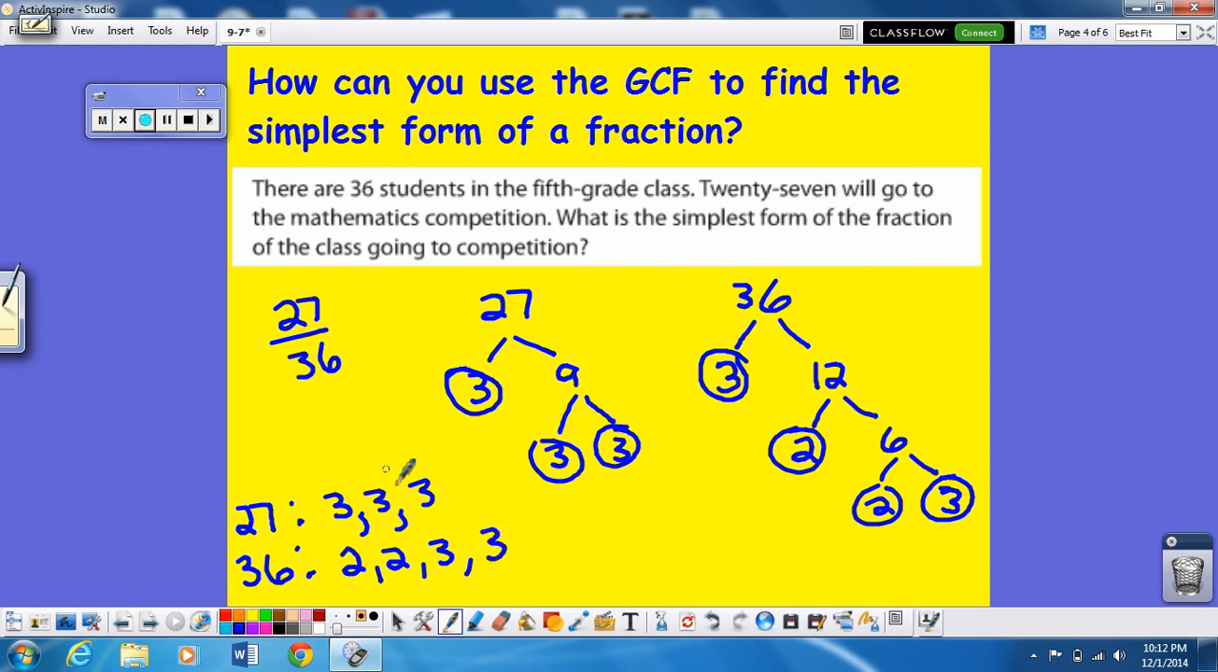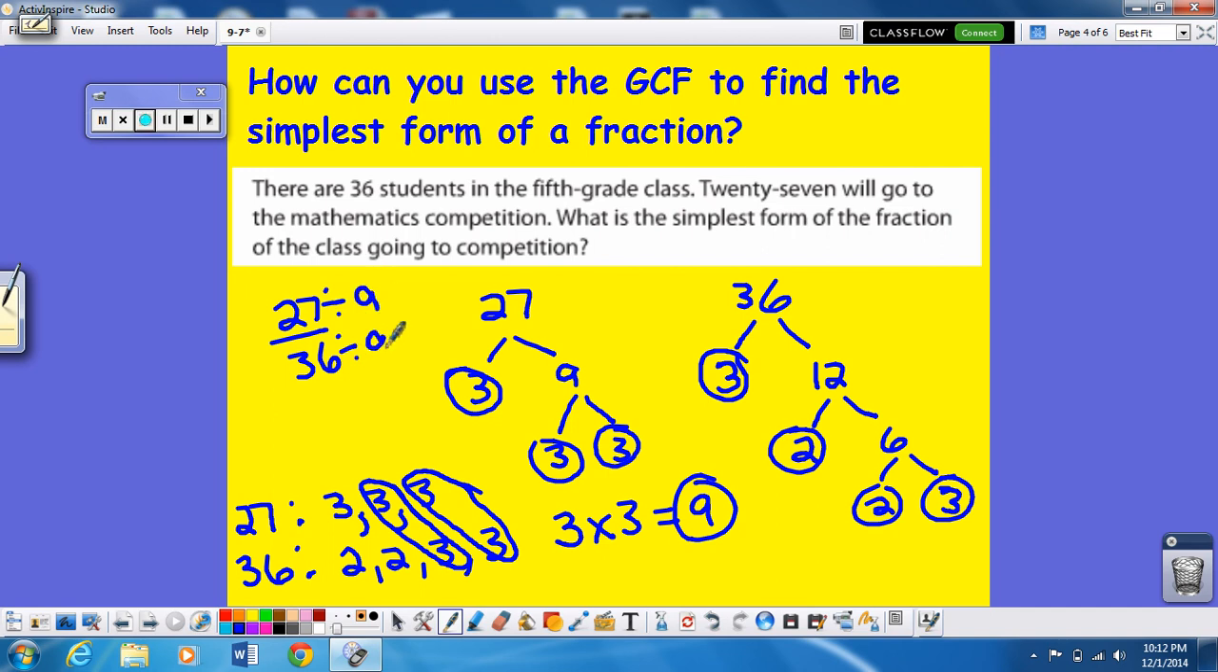Now remember, when you're finding greatest common factor, you are circling factor pairs that match. So I have 2 sets of 3. So 3 times 3 is 9. That tells me that 9 is the greatest common factor, which I knew because I know my facts well. But that is a way to do simplest form and only have to do one operation.